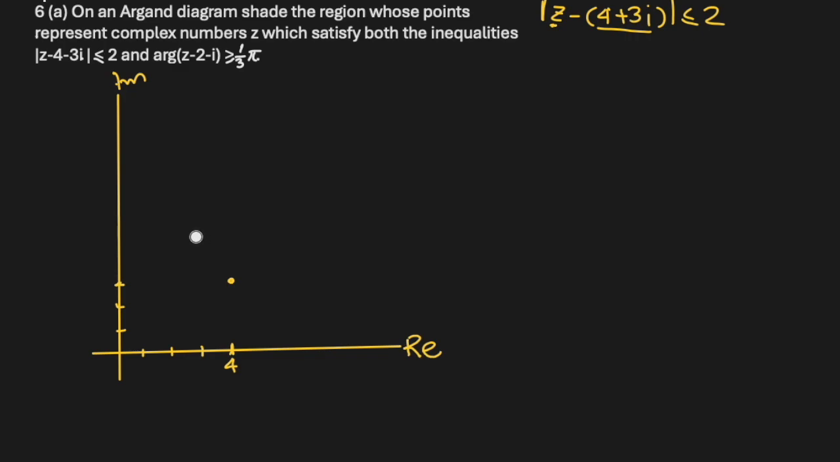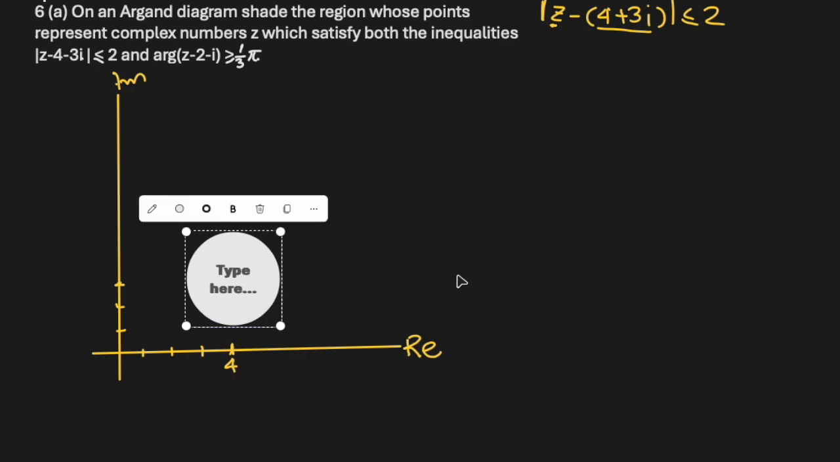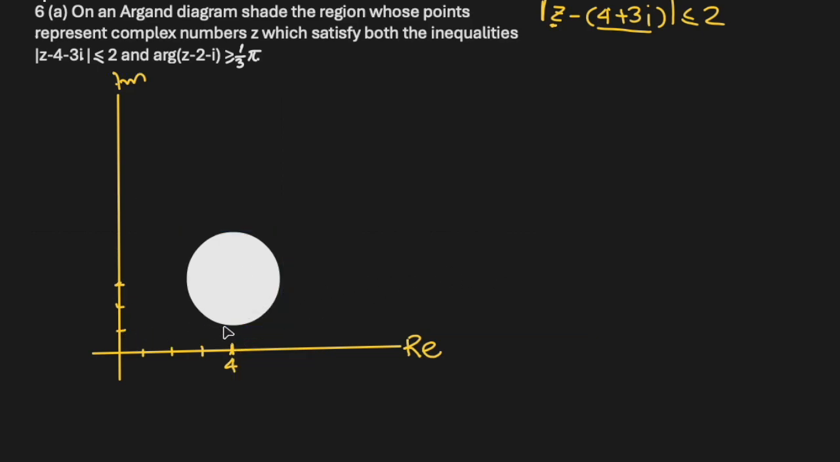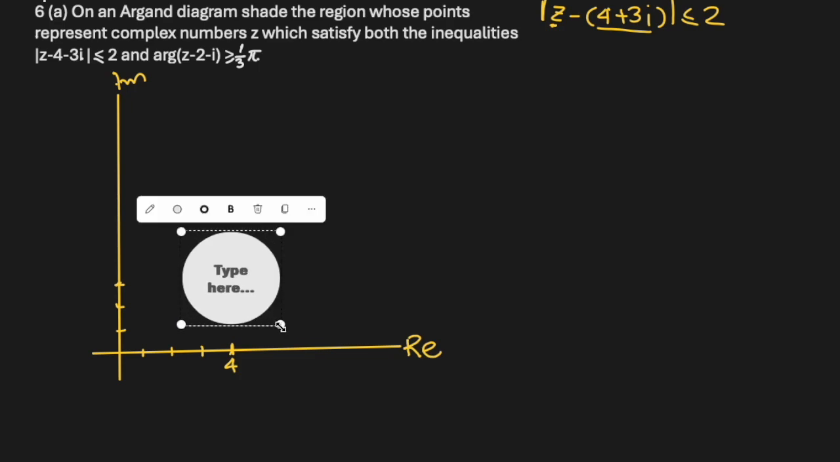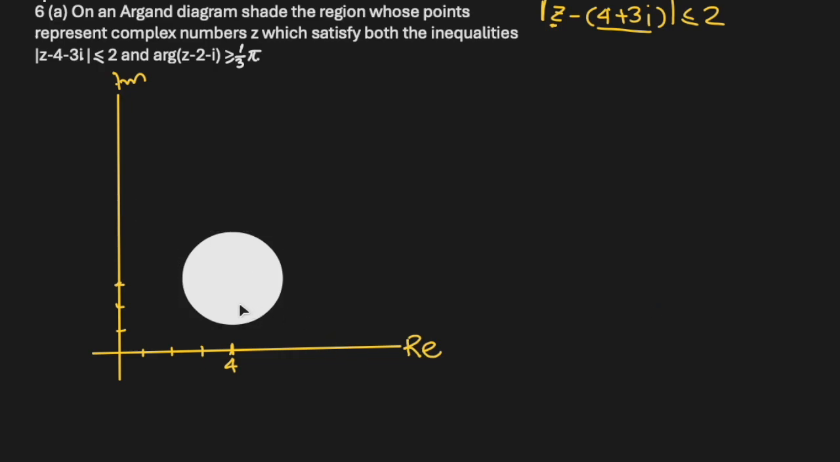So let me try to draw a circle like that, and so it will be reaching at 1 here, and 3 is here. So 3 plus 2, 5 will be the maximum, and it is not reaching at 2. So let me make it a little wider from this side. Okay, now this is the center, which is 4 plus 3i, 4 on real, 3 on imaginary, and the radius of this particular circle is 2, and the shaded part is this white part.